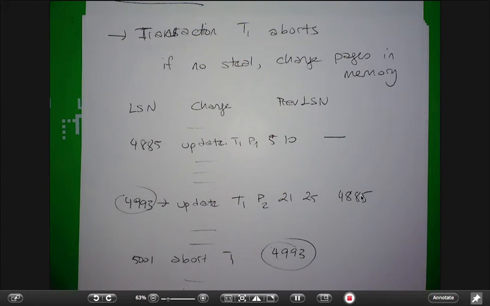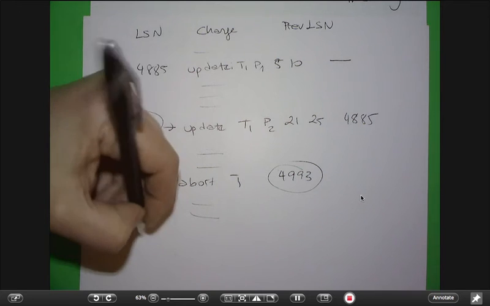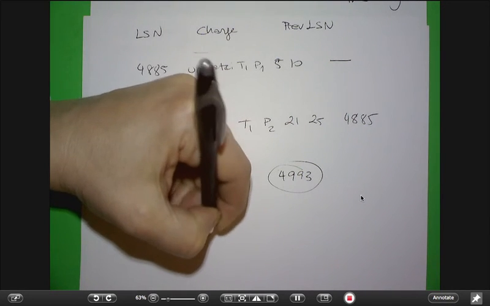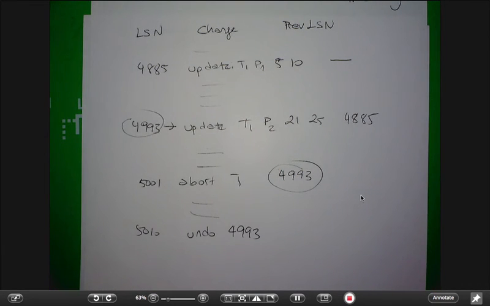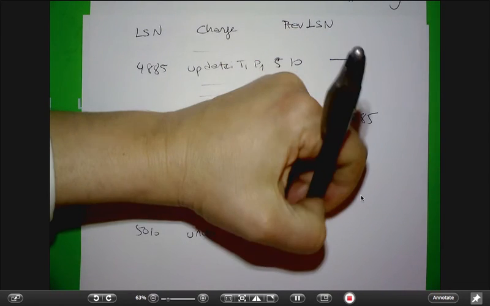And this was a page of T1, change of page 2, from 21 to 25, change 25 back to 21. Since if there is no steal, it's already in memory, I can do this easily. If there is steal, then I have to check. If it is not in dirty page table, that means it's been written to disk. So I have to read it back from disk. And then I have to change it back. Either way, I am going to write a new log that says that I am undoing 4993. Okay. And my previous LSN for this one is going to be now 4885.